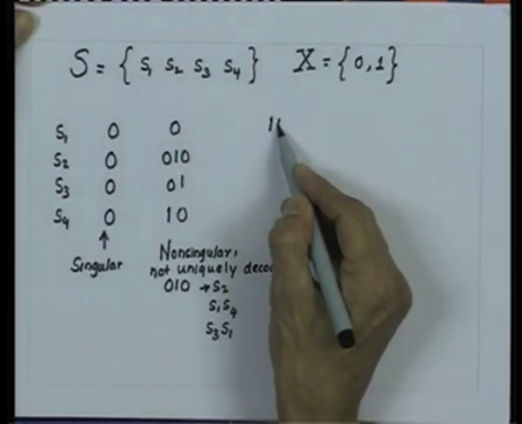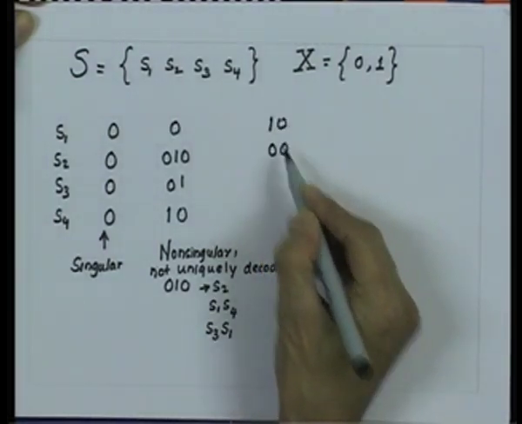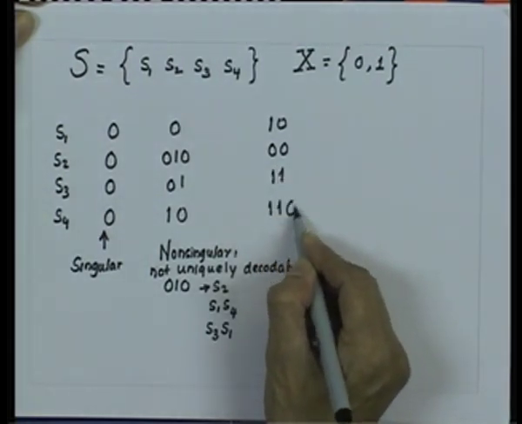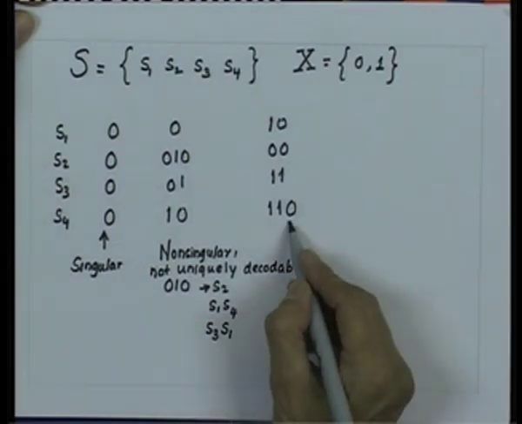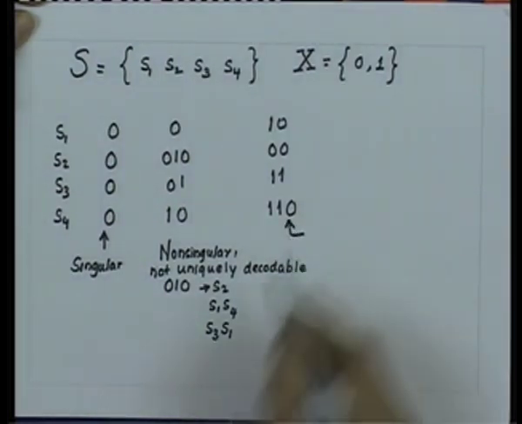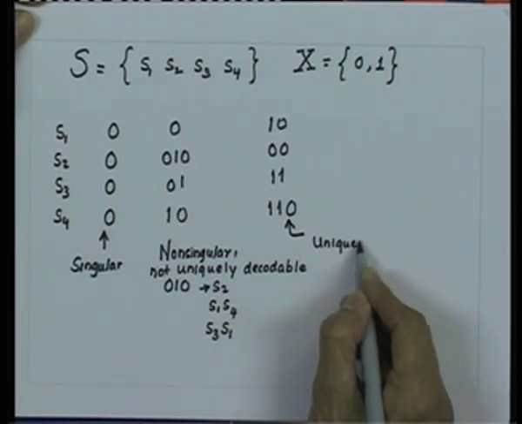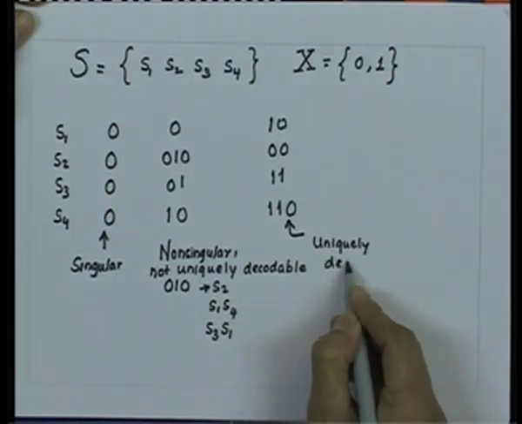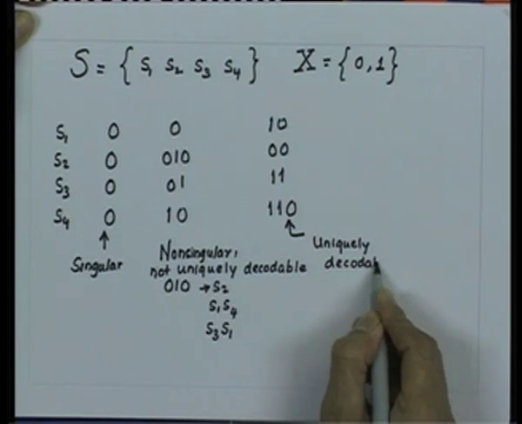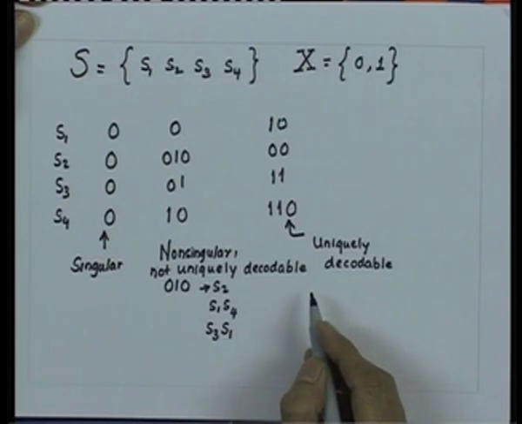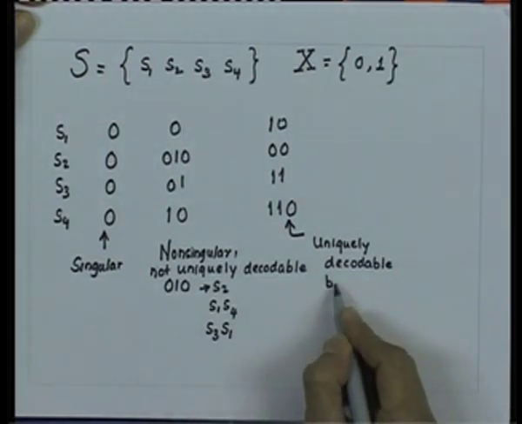Another example would be 1, 0, 0, 0, 1, 1, 1, 1, 0. This code is uniquely decodable. But this code again is not instantaneous.